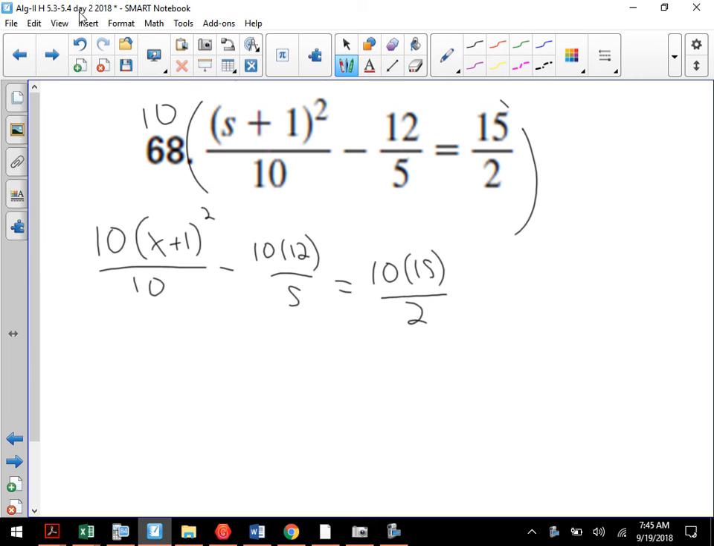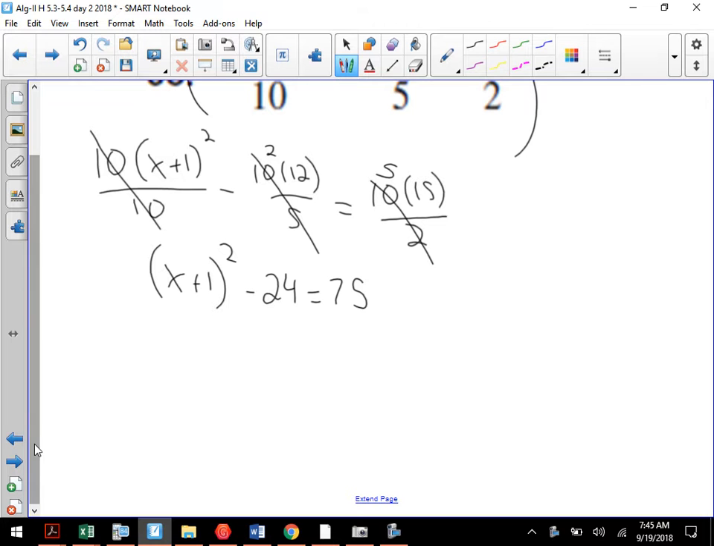The trick to doing that, you didn't have to write that part out, because this 10 drops: 10 over 5 becomes 2, and 10 over 2 becomes 5. Now you've got (x plus 1) quantity squared minus 24 is 75. From there, it's a relatively simple problem. As you put that through, you add the 24.